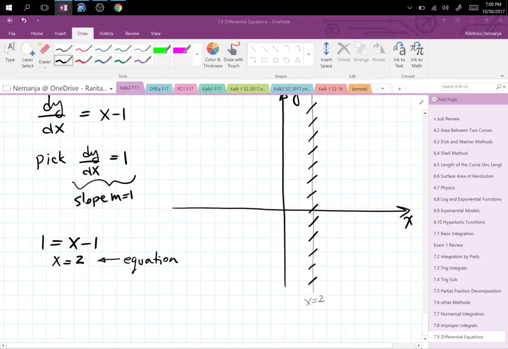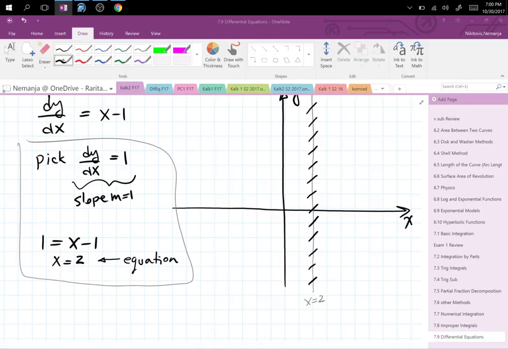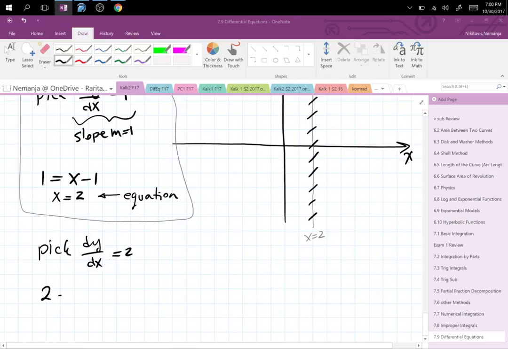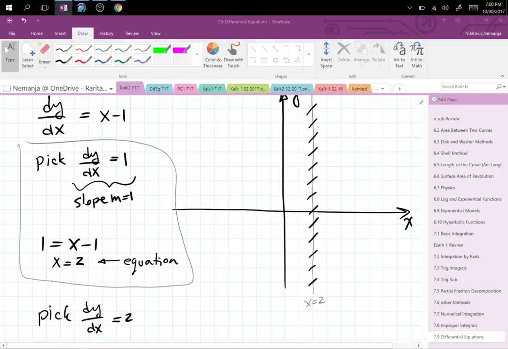Now, pick dy dx is equal to 2. That means 2 is equal to x minus 1 and x is equal to 3. Perfect. Here we go again. Now x equals 3.